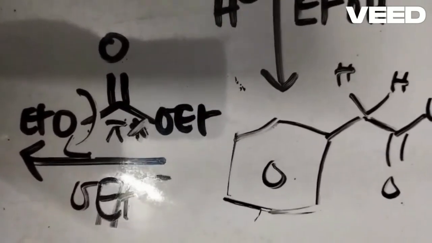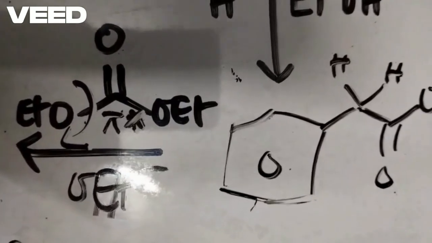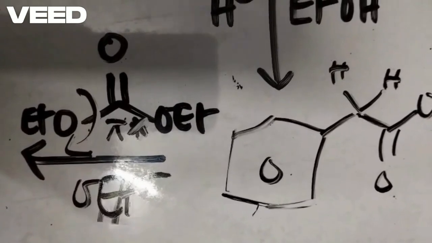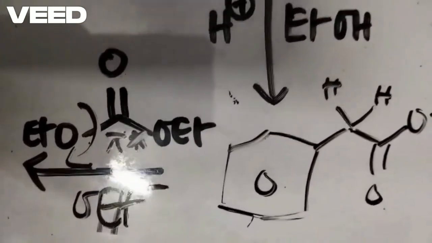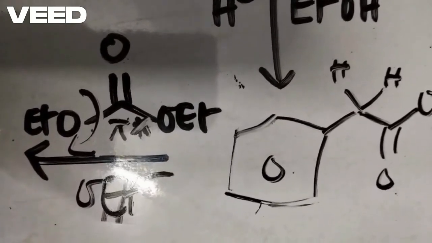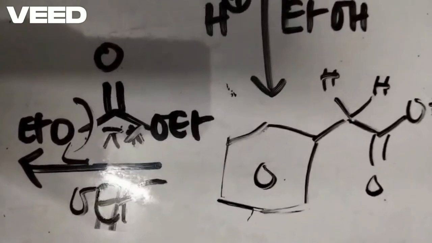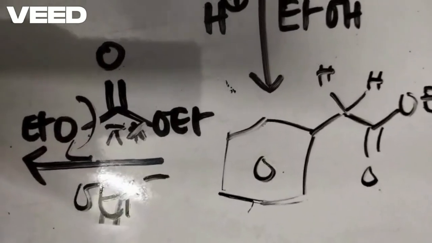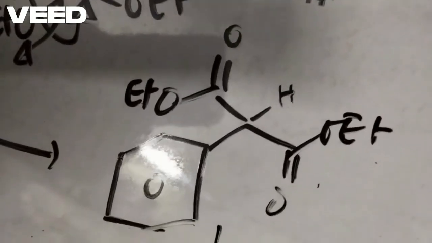EtOCOOEt, and it has two good leaving groups, and therefore it has a susceptible pi star where SNAE can take place. So the OEt minus abstracts one hydrogen from that carbon, and a carbanion is formed. The carbanion attacks the pi star of the given molecule, and it forms this.